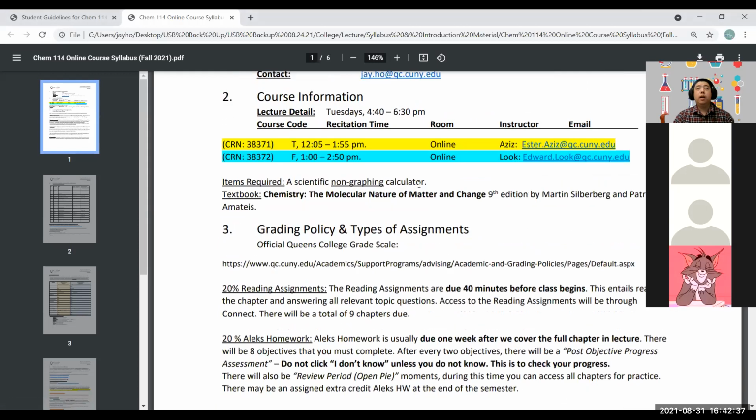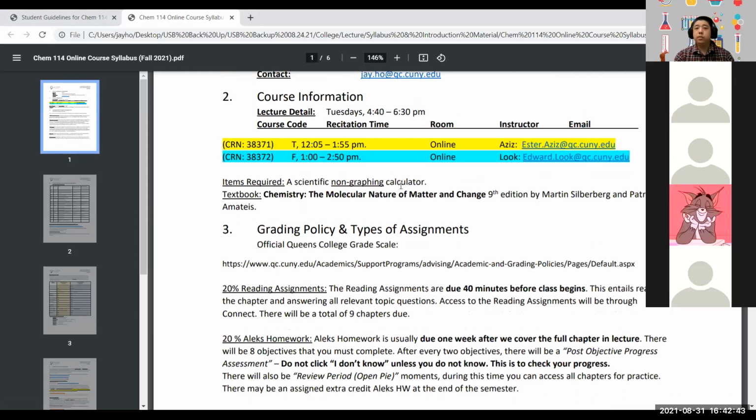Okay. Things you will need: a scientific non-graphing calculator. There are some online, since most of this course is online. Make do with whatever you have. The textbook we're going to work with is the ninth edition Silberberg, and that should already be included in your ebook. Any questions before we continue?